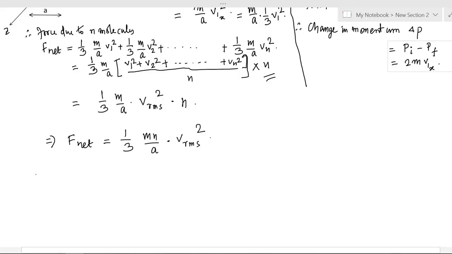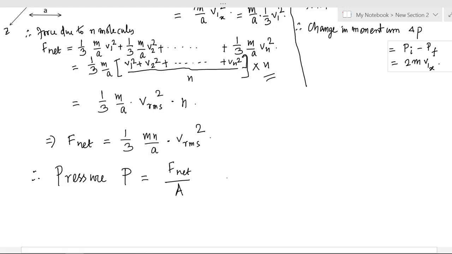Alright, now see how do we calculate the pressure. How do we calculate the pressure P? We calculate the pressure by dividing the net force by the surface area of the wall. So P is equal to F net by area. How much is the area of one face of a cube? It is equal to the length of the edge squared, isn't it? Side into side, the area of a square, because each face of a cube is square in shape, isn't it?